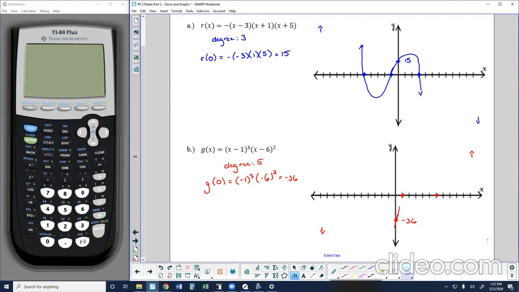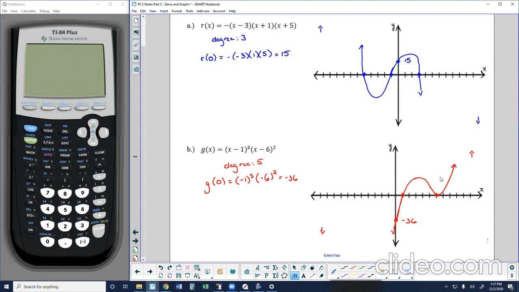Sorry, down to the left. So it's going to go down to the left. It's going to come up through 1. So it goes through 1. We said it bounces off 6. So I'm going to bring it back down to 6. I'm going to bounce off 6. And I'm going to continue going up to the right. So this would be my graph for g of x.